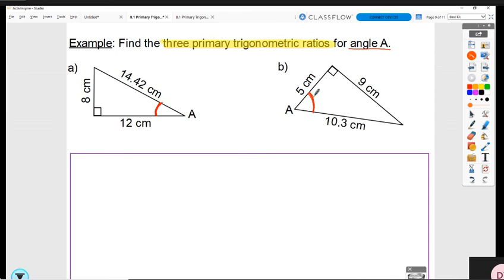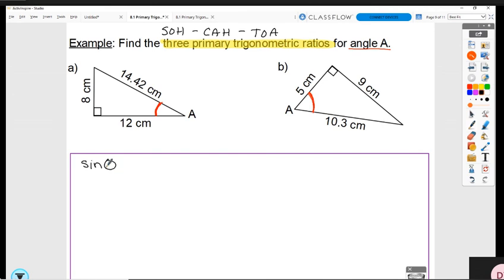Now, when they say 3 primary trigonometric ratios, what they're referring to is this. So, that's one primary trig ratio. That's the second primary trig ratio. TOA, that's the third primary trig ratio. So, here we go. We're just looking at example A, and the first one, SOH. You don't have to write it, but you should write this at least.